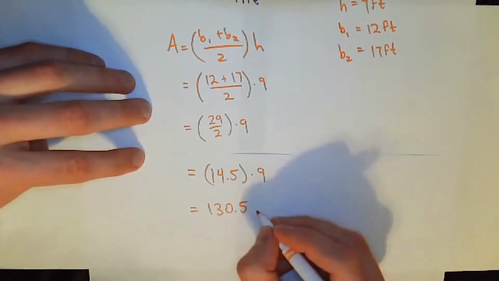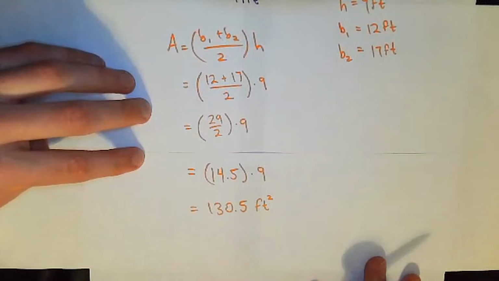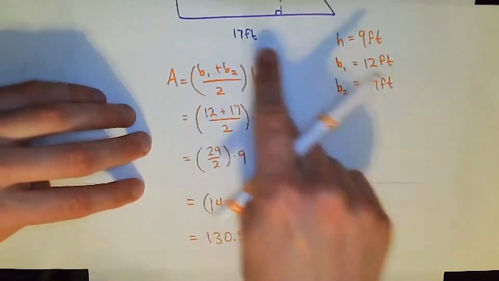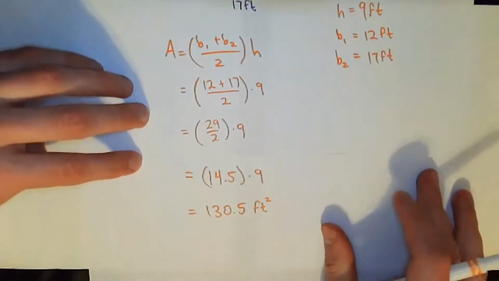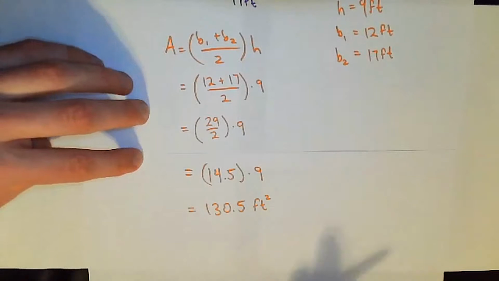There it is. And what are the units? They're feet, so this is feet squared. So the measurements are in, oh yeah, here they are, measured in feet. So the area is measured in feet squared.